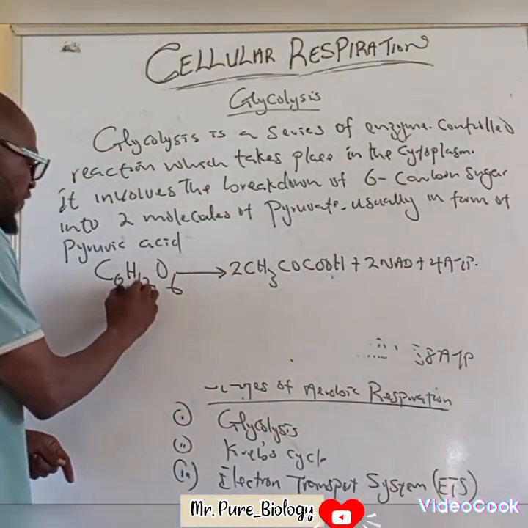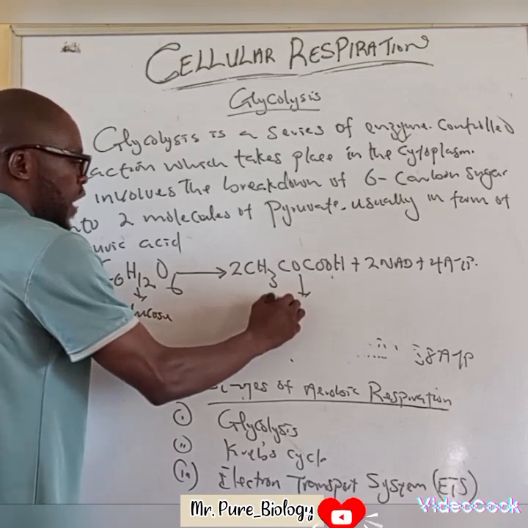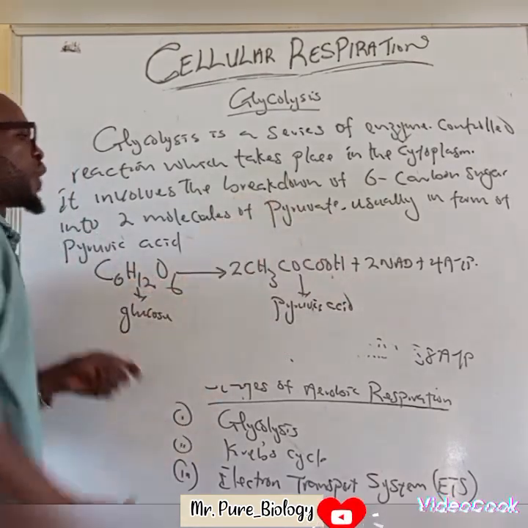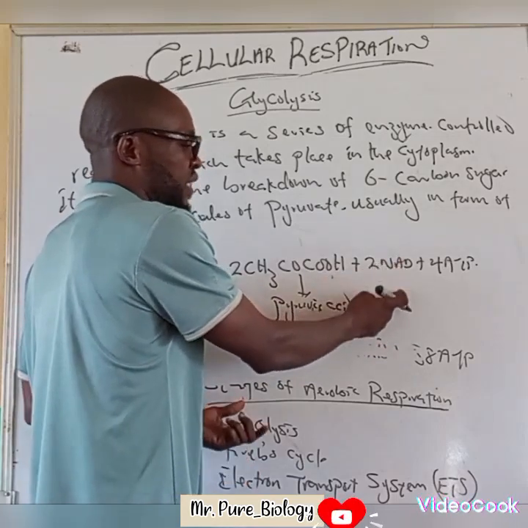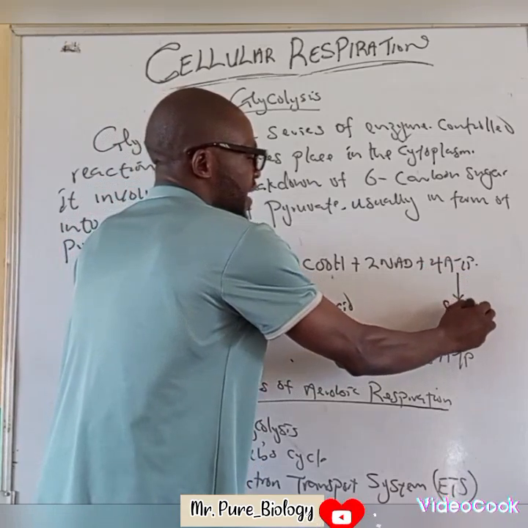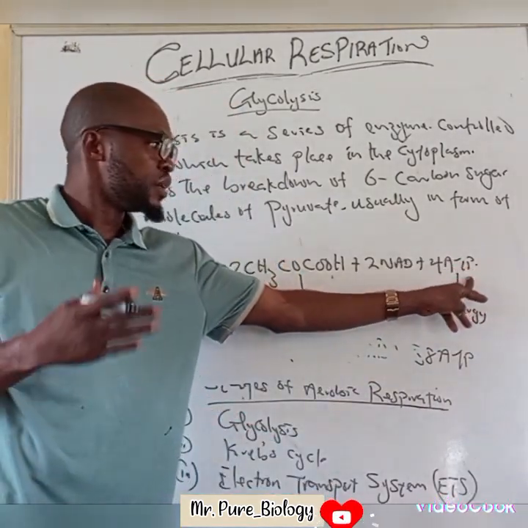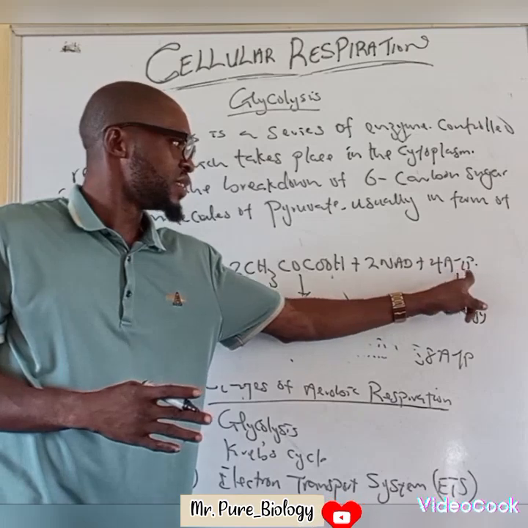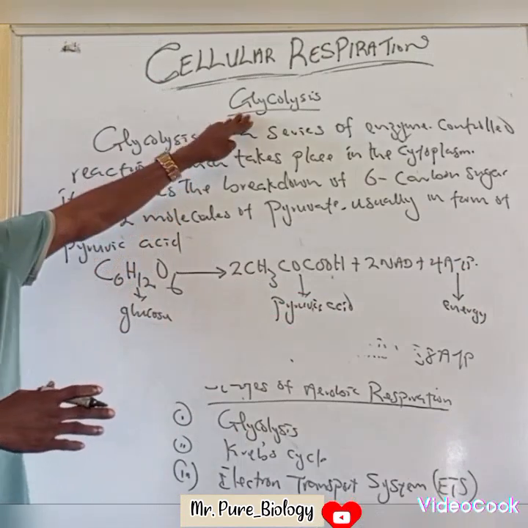So we refer to this one as our glucose. This is pyruvate, or we just say pyruvic acid. This one is the electron carrier, or hydrogen acceptor, and this is the net ATP that is generated. That is energy. ATP is the standard unit in which the energy produced in cellular respiration is stored, and that is adenosine triphosphate. So this is the chemical equation for glycolysis.